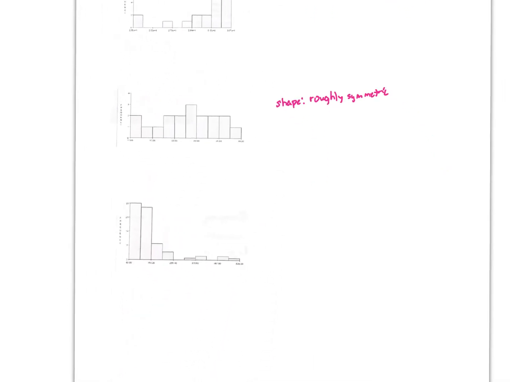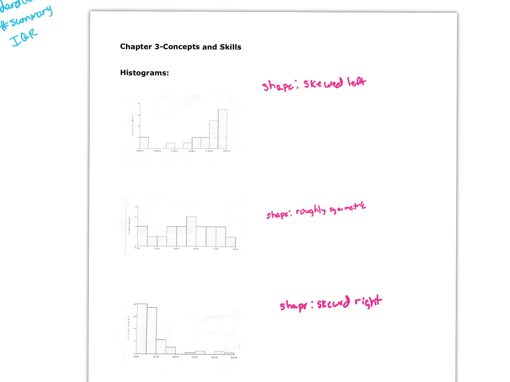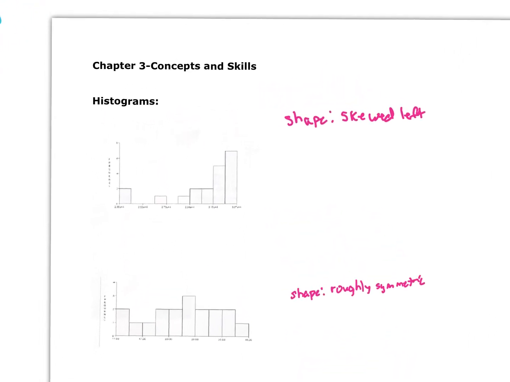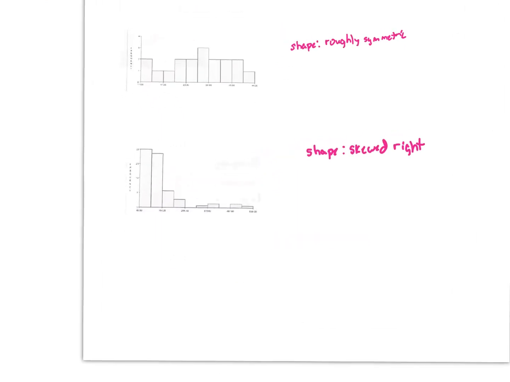And this last graph here, in terms of the shape, is skewed right. Yes, exactly, Hunter, it is skewed to the right. So basically, whatever side is lowest, that's what side you're going to say. It's skewed where the values tend to trail off. That is where the skew is. So, in terms of the shape of these graphs, this is skewed to the left. This is roughly symmetric. This is skewed to the right.